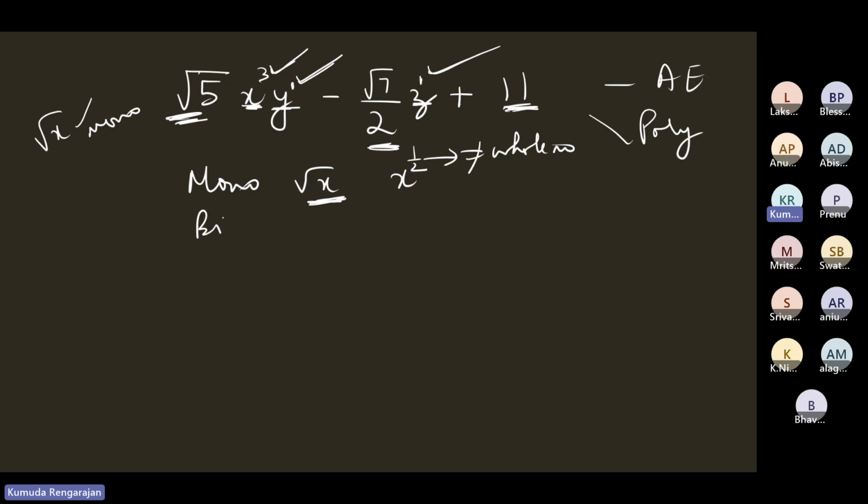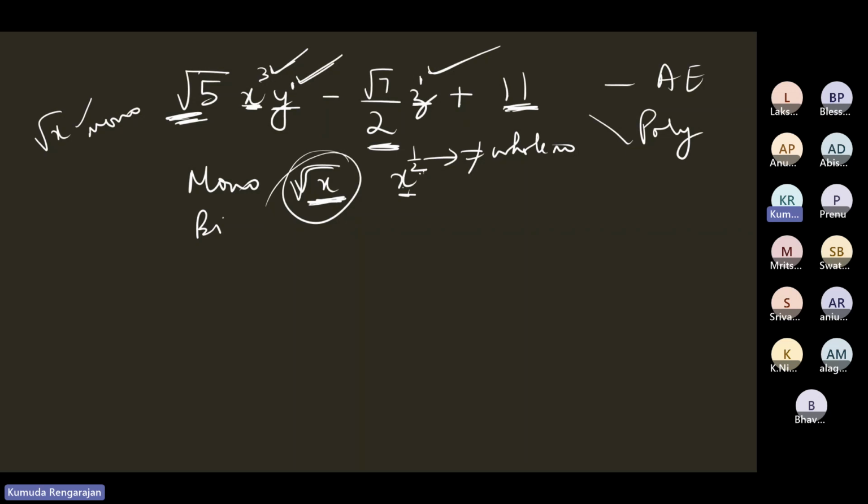Okay, so now look at root x. Root x can be written as x to the power 1/2. The power 1/2, x is the variable, its power is 1/2, and 1/2 is not a whole number. Therefore, root x is not a polynomial at all. Then how can it be a monomial? Because a monomial has to be a polynomial first. Only if it's a polynomial can it be called a monomial.